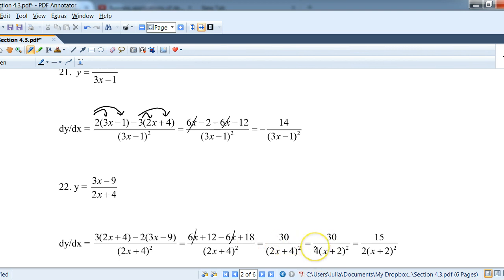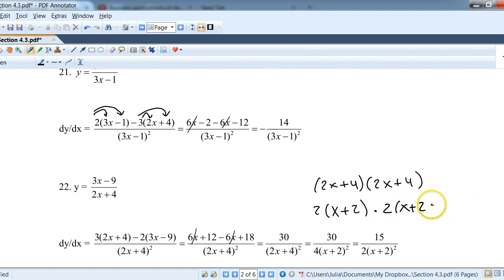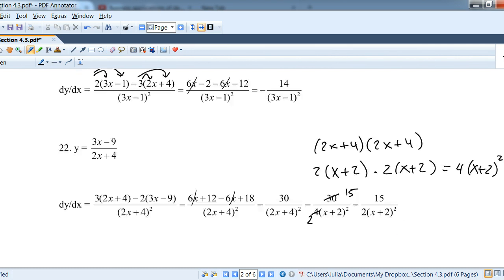Now, how can we simplify it? How did I pull out a 4 here? Well, if you think about 2x plus 4 squared as 2x plus 4 times 2x plus 4, you can pull out a 2 out of each one of them. So let's say it's 2 times x plus 2 times 2 times x plus 2. So what does it give us? It gives us 4 times x plus 2 squared. So notice that's how I pull out 4. Or a quick way, when you pull out a 2, you square it, from the parentheses. So we can cancel the 30 and the 4, leaving us with 15, but also the 2 in the bottom. And so that's how come we get this final answer. That's it for that one.